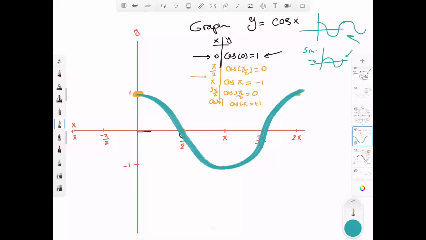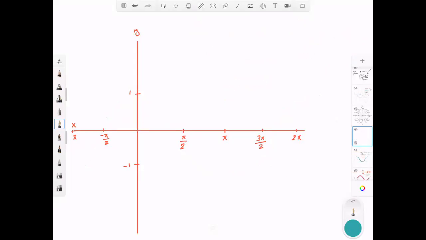But this will continue, right? If you let it go, it looks like sine, because if you shift the sine a little bit this way, you will get cosine. So this is the amplitude, which is 1, and the period is 2 pi. Let's have one question about cosine.